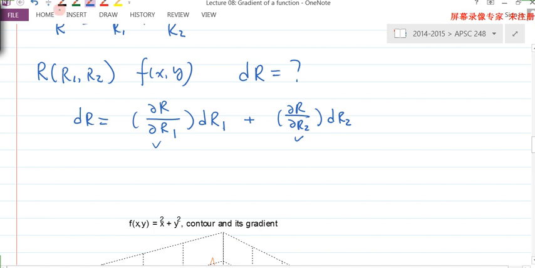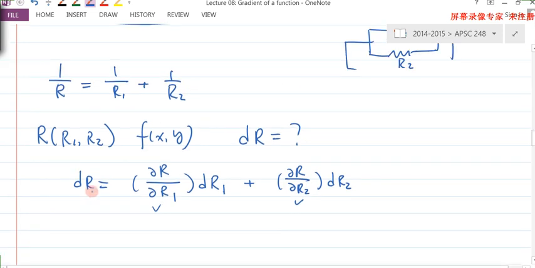Now it's pretty straightforward. What is the R function here? It's not expressed in the regular way, where we have z explicitly equal to a function of x, y. But you can do something here. R equals R1 R2 over R1 plus R2. Can you calculate partial R over partial R1? Can you get partial R over partial R2? That's how you do it. I'm not going to do it, but you can practice. Does that make sense?